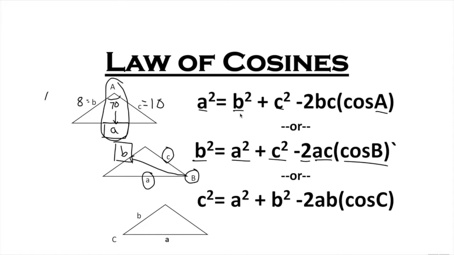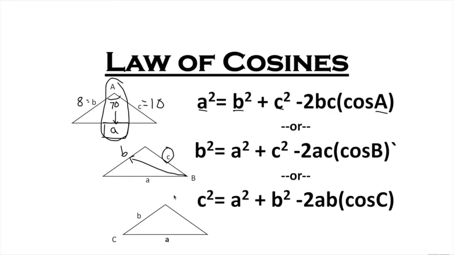B equaling 8, so we'd have 8 squared. And then you'd have C equaling 10, so you'd have 10 squared, and you'd have minus 2 times 10 times 8 times cosine of your angle, which would be 70. So, for example, over here, this would be angle B, and we would know that side B, lowercase, would be over here on the other side. So that's how we would use this one.